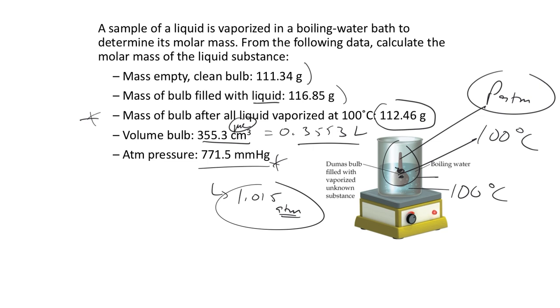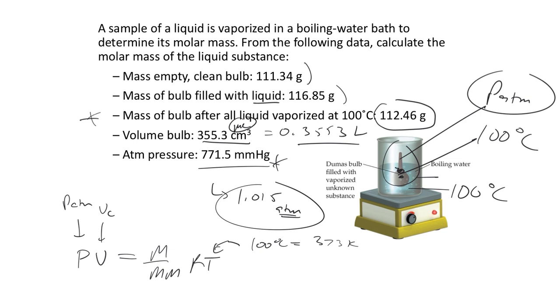And so this is a long-winded problem to say we can relate pressure times volume to mass over molar mass times RT. And so we've just set up a problem that you can do in the lab where the pressure here is your atmospheric pressure, the volume here is your container volume, the temperature here was at 100 degrees C, which is 373 Kelvin, and the mass here is the difference between your empty container and the post-vaporization value.